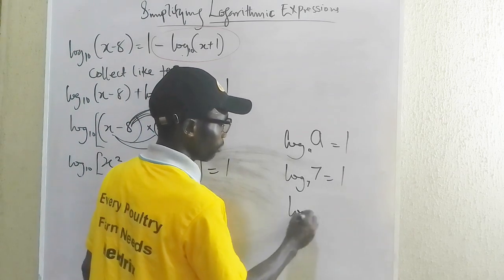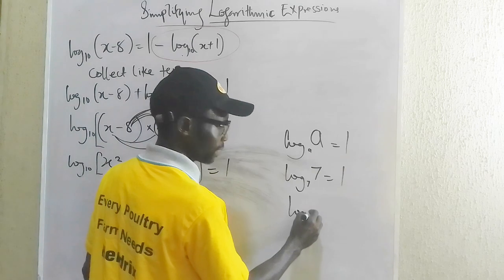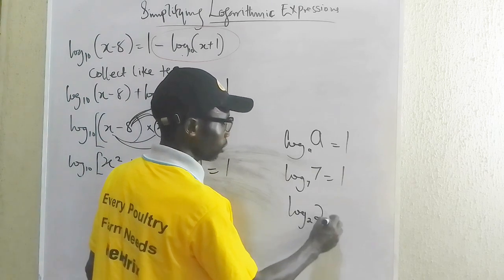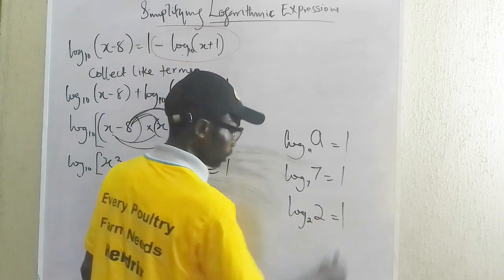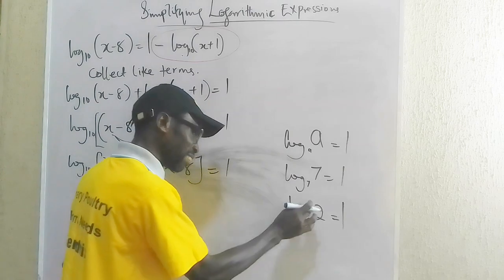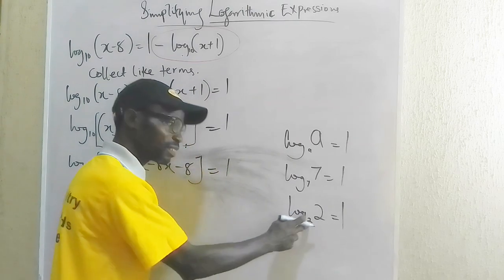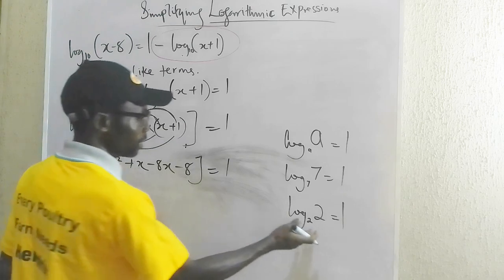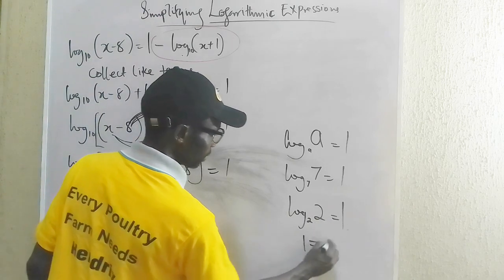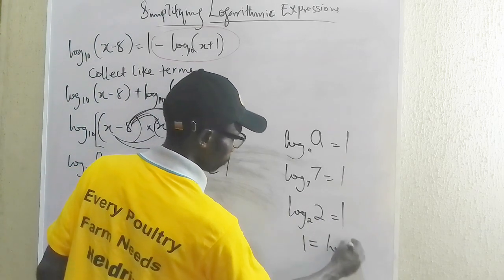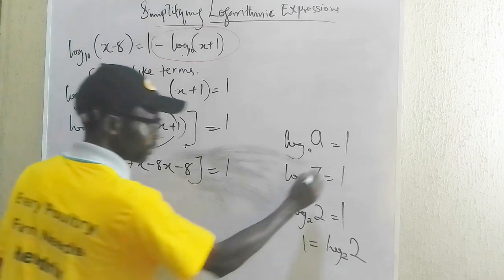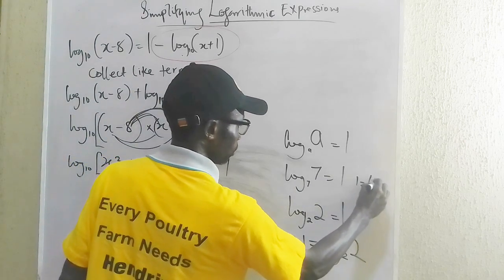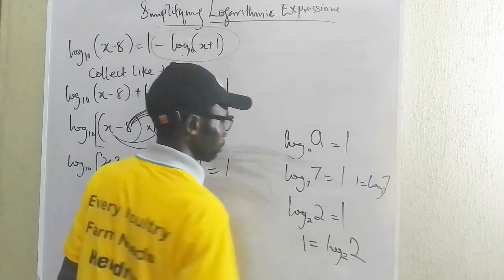Same thing, let's say log of 2. Log of 2 in base 2 is 1. Log of anything in the same base is equal to 1. So the reverse is also true. That means 1 is the same thing as log 2 in base 2, and the same thing as log 7 in base 7.